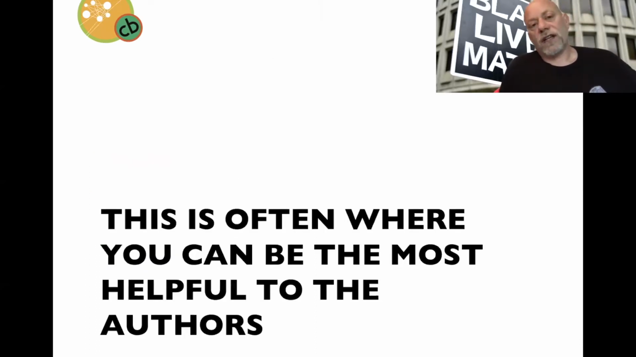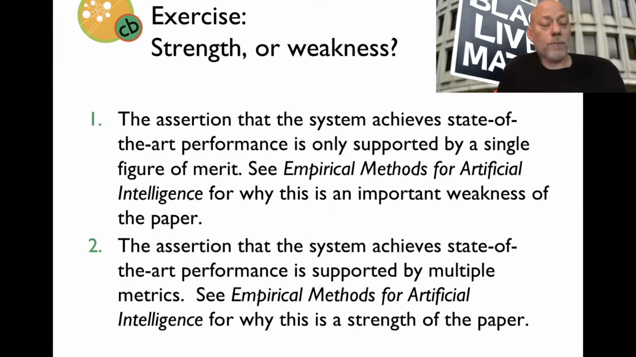One of the things that I like about results sections is that when you're reviewing them, this is often the place where you can be the most helpful to the authors in helping them improve their paper. For example, let's do a quick exercise. We're going to look at two comments that a reviewer might write, and you're going to tell me whether they're strengths or weaknesses of the paper. Feel free to take a moment to pause the video right here and look over the two examples of things a reviewer might write.